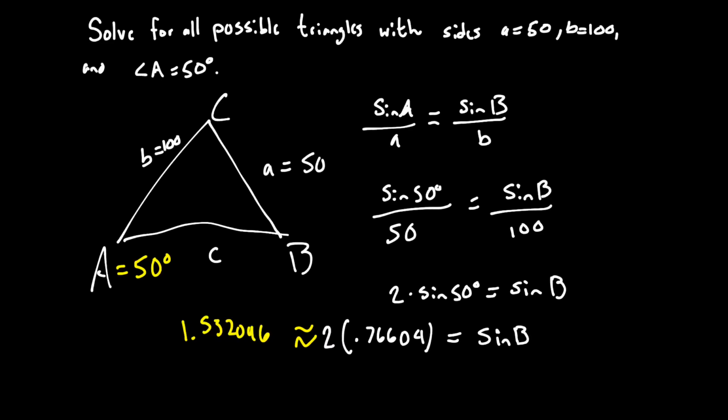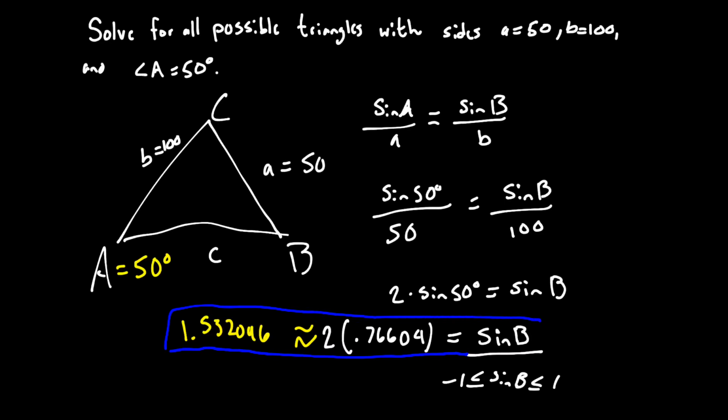Since the range of sine B is between 1 and -1, and we have up here that the only solution that makes this true is when sine B is outside its range, this is what gives us our contradiction. And what this tells us is that there's no possible triangle with these given sides and angle A.